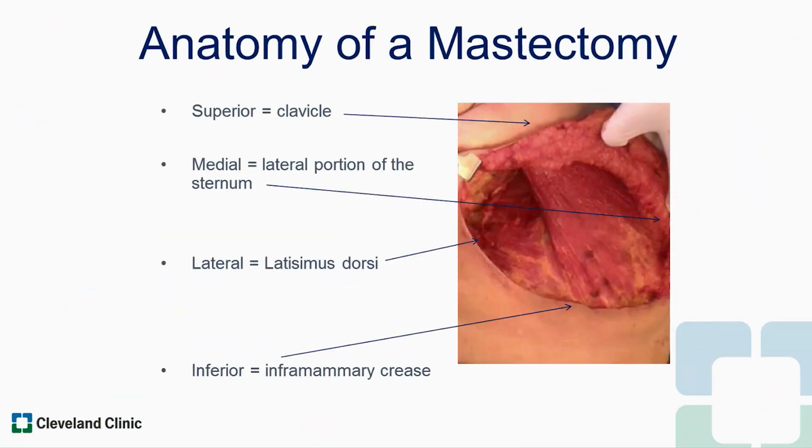The anatomy of the mastectomy. So the anatomical borders to remove the breast are that superiorly you're going to take your dissection to the clavicle, medially to the lateral portion of the sternum, laterally to the latissimus dorsi, and inferiorly to the inframammary crease.